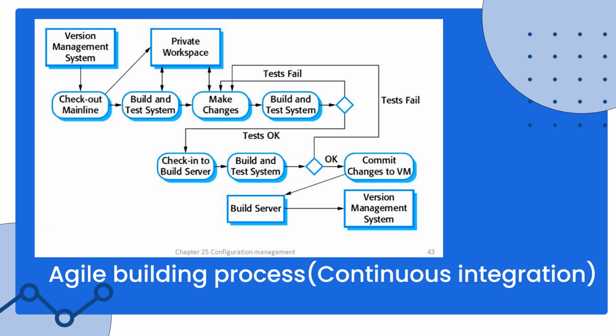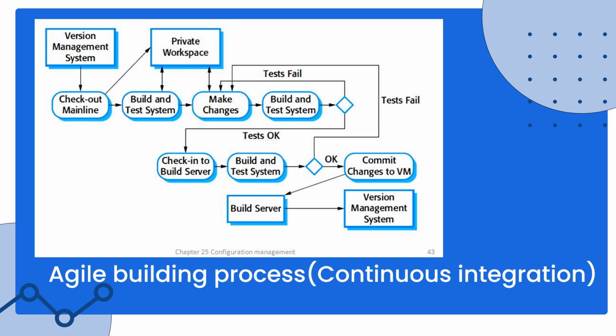This diagram demonstrates the continuous integration process. The developers check out the mainline system from the version management system into their private workspace, then build the system and run automated tests to ensure that the build system passes all tests. If not, the build is broken and the developer should inform whoever checked in the last baseline system, because they are responsible for repairing the problem.